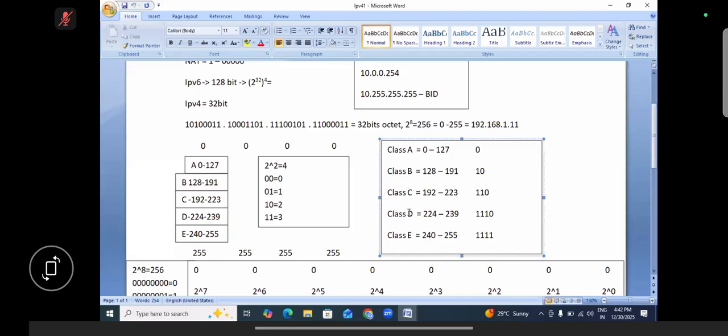Class D is for multicasting purpose. We are not going to manage any kind of multicasting here. Class E is for research and development purpose, R&D purpose.